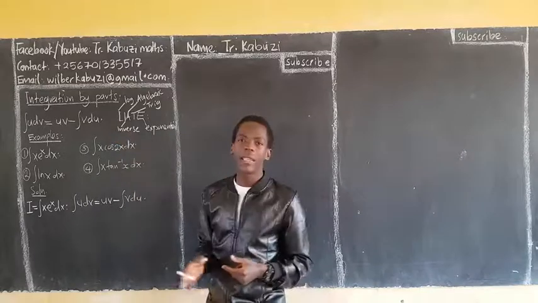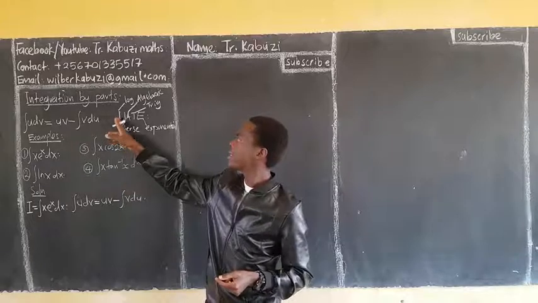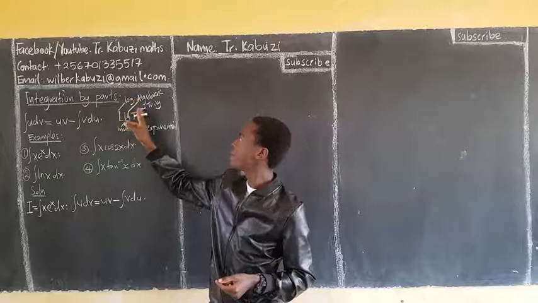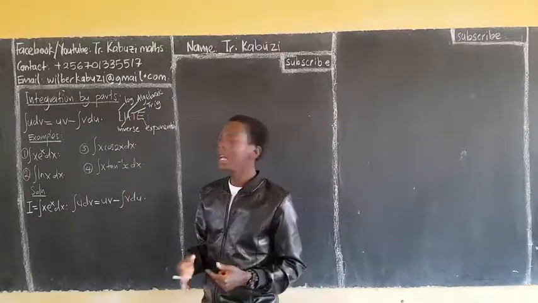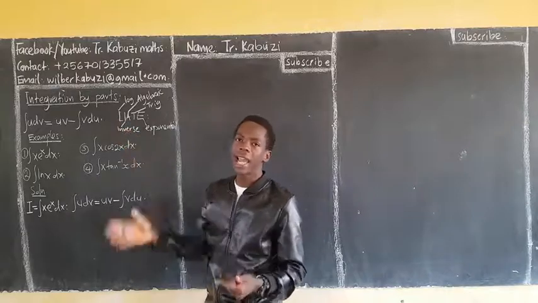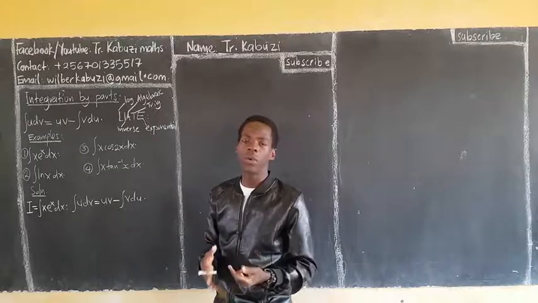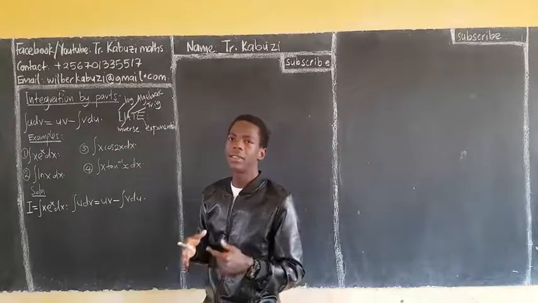Always, we are going to use the LIATE acronym. LIATE stands for: first, log, then inverse functions, algebraic functions, trigonometric functions, and exponential functions. Now, the function that comes first in LIATE is what we let be u. So u is always the function that comes first in that product.